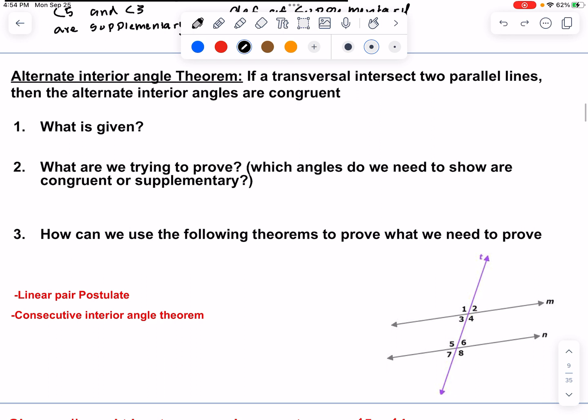Now we want to show that the alternate interior angles are congruent. So what is given? It says if a transversal intersects two parallel lines. So again, the parallel lines are M and N. So we know that M and N are parallel, right? These are the parallel lines. So we know that M is parallel to N, and we know that T is a transversal.